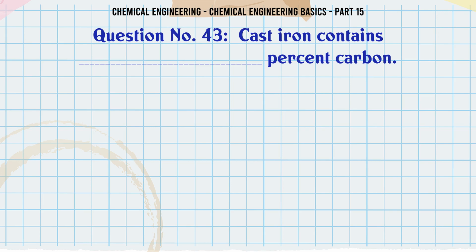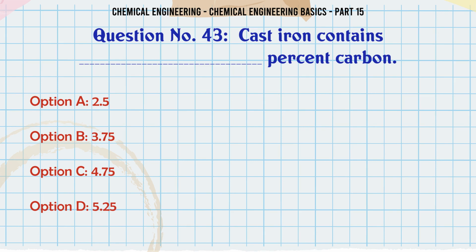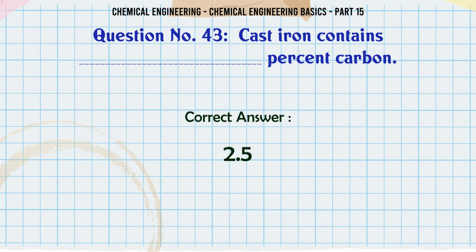Cast iron contains percent carbon. A. 2.5. B. 3.75. C. 4.75. D. 5.25. The correct answer is 2.5.